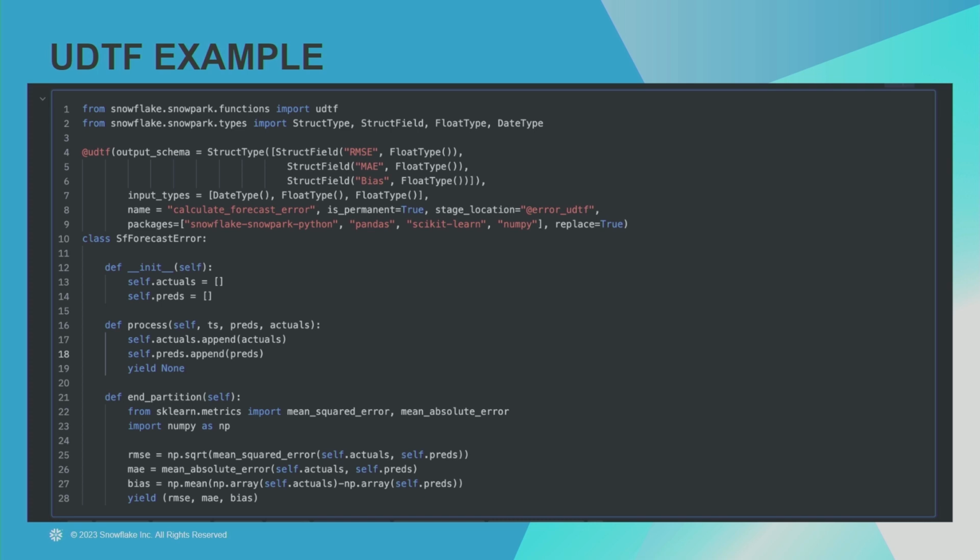Now, when I call this UDTF, I simply say, calculate forecast error on my input predicted and actual values, partition it by store ID, and boom, I have for every single store ID what was my RMSE, my MA, my bias from my previous forecast, all executed in parallel across all the compute resources available to the underlying virtual warehouse.